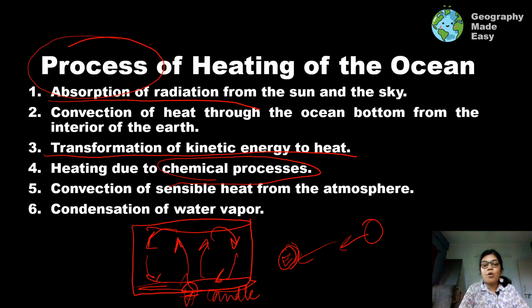Convection of sensible heat from the atmosphere. The atmospheric system and the ocean system work very close to one another. So the heat from the atmosphere can get convected into the oceanic system, so that the atmosphere becomes cooler. And condensation of water vapor. So convection, conduction, and radiation are all three processes helping in the heating. But out of this, radiation is most important.